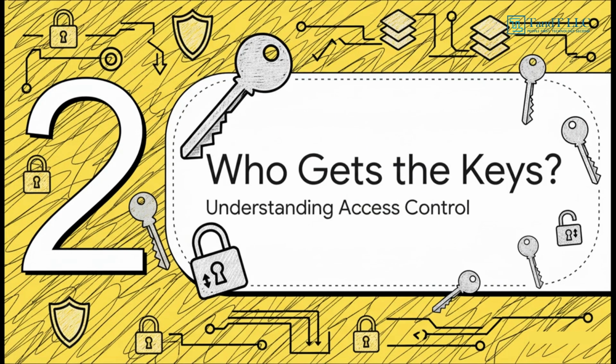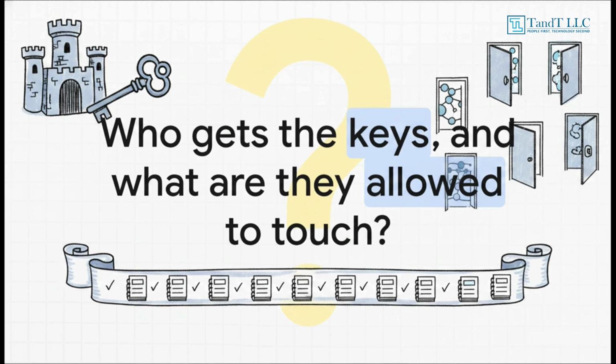So what in the world is access control really? It sounds super technical, right? But the idea behind it is something you and I deal with every single day. It's just a fancy way of asking a really simple question. Who gets the keys and what are they allowed to touch? That's it. Now, for CMMC Level 2, there are 22 different rules just for this category, but they all come back to that one basic idea.